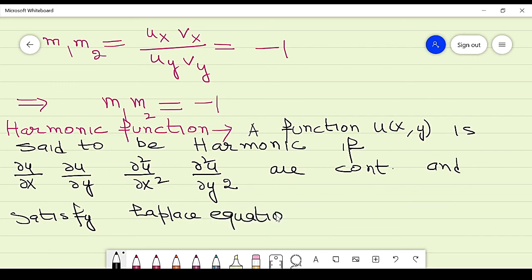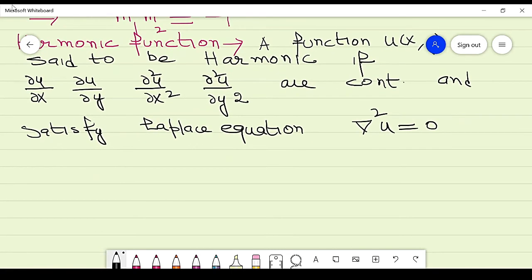What is the Laplace equation? That is del squared u equal to 0. In two dimensions, the equation is ∂²u/∂x² plus ∂²u/∂y² equal to 0. So this is the Laplace equation. If a function satisfies the Laplace equation, then the function is a harmonic function.